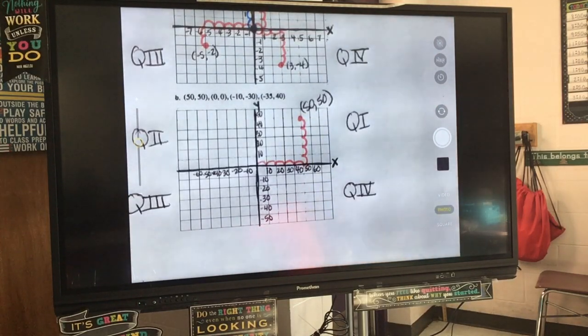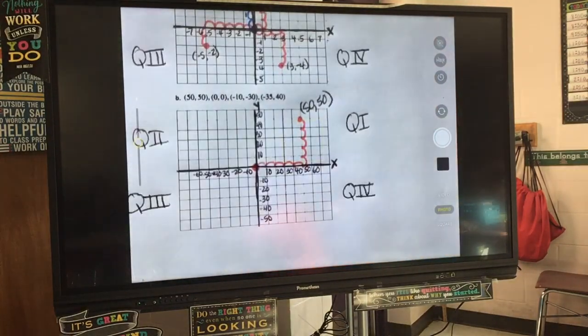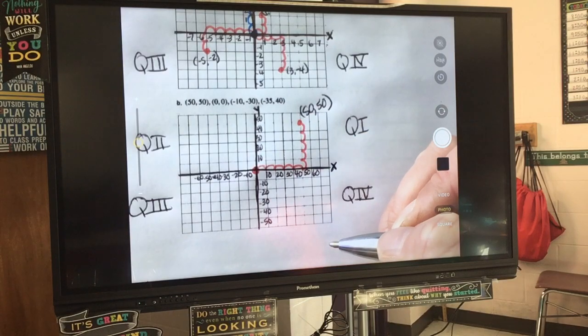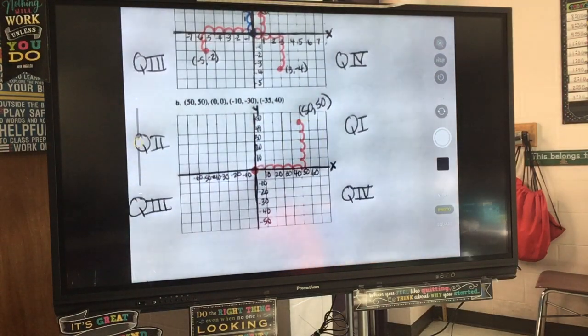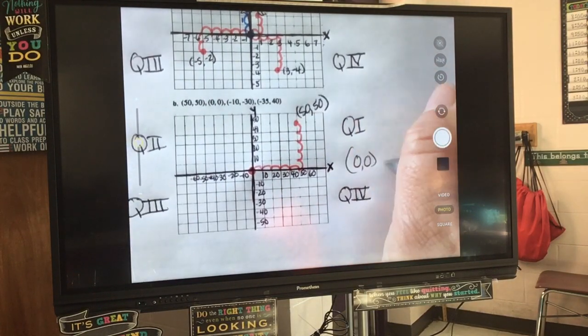All right, where is the second point? 0, 0. Where is that going to be? Alex, where's 0, 0 going to be? Remember, whatever you're playing with, please stop. 0, 0 is going to be in the middle. Right in the middle. So we're not going to the right, left, or anything. So what quadrant is it in then, Alex? 0, 0 would be in between all the quadrants. Right, so essentially 0, 0 is the origin.